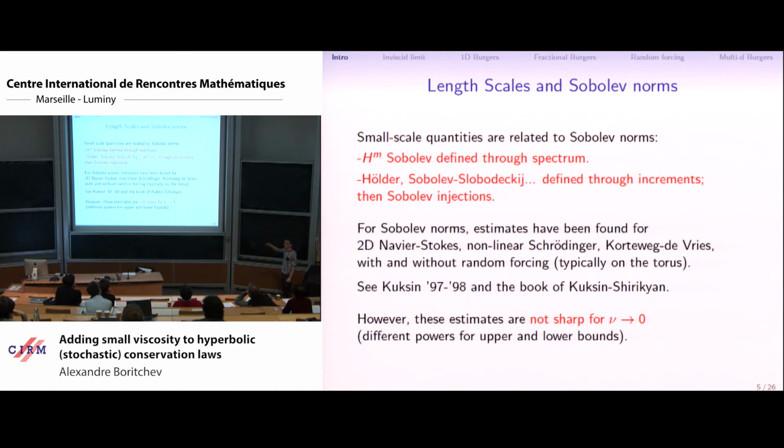And then for the increments, it's a bit more indirect to relate them to Sobolev norms. I remind you that there are different kinds of functional norms which are defined through increments, and then you can inject them into Sobolev spaces. So there are two-sided relations which allow us to connect results on Sobolev norms to results on small-scale behavior. So in the PDE literature, there are many results for Sobolev norms when you have a small parameter, so 2D Navier-Stokes, and then many other types of equations, many dispersive models like nonlinear Schrödinger, Korteweg-de Vries.